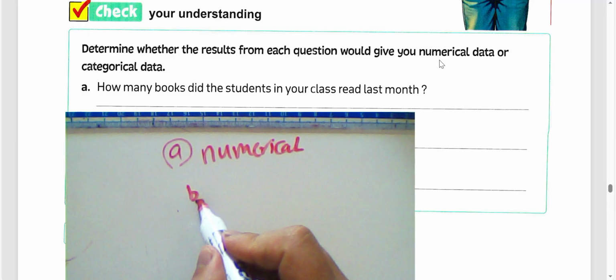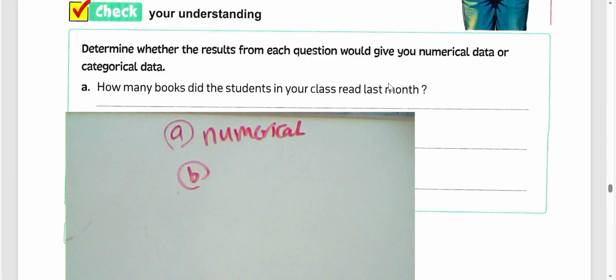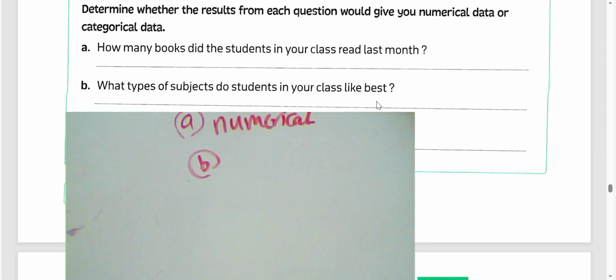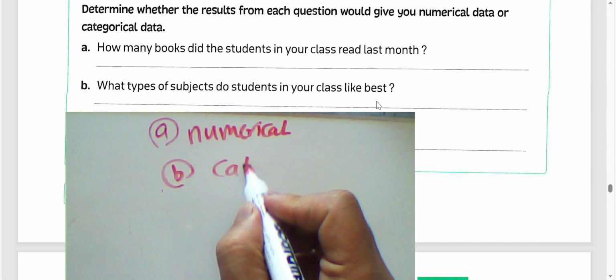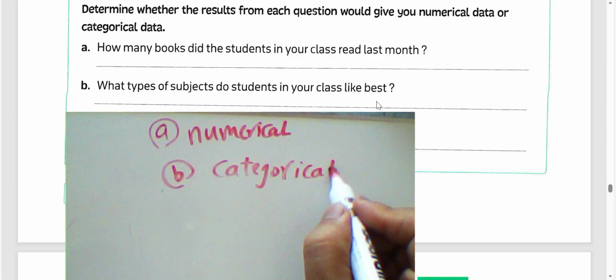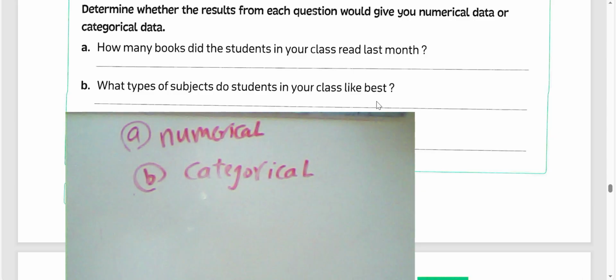Numerical data. Letter B, what types of subjects do students in your class like? It will be categorical data because the answer will be words. Categorical data.